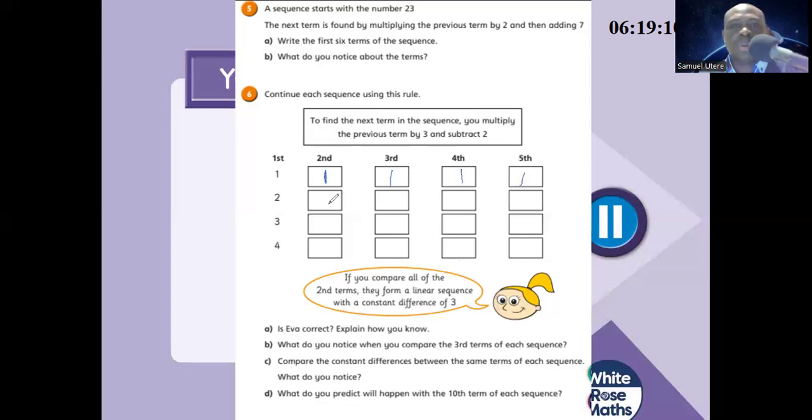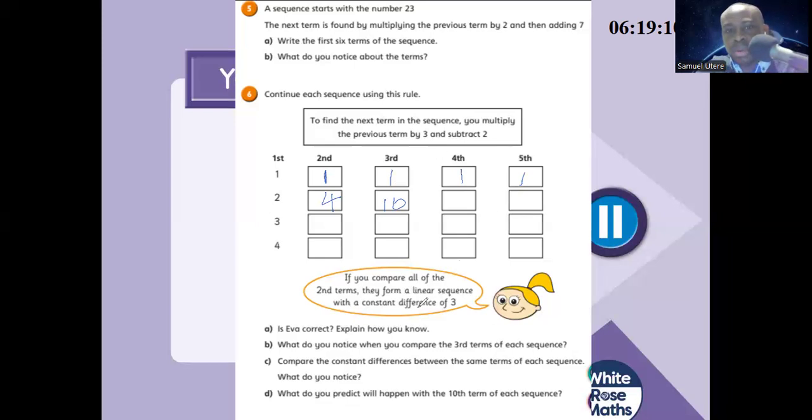Okay, if we move on to this one, you'll see that 3 times 2 is 6. 6 minus 2 is 4. Okay, then the previous term is 4. 3 times 4 is 12. 12 minus 2 is 10. Okay, so if we keep doing that, you're going to notice this.